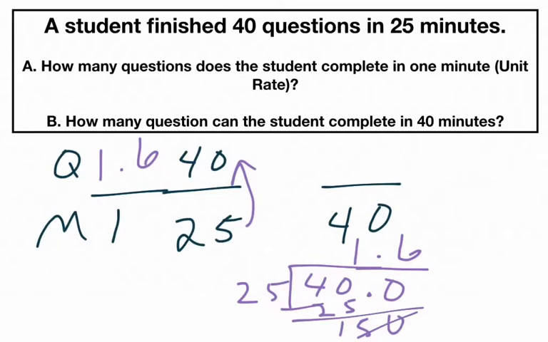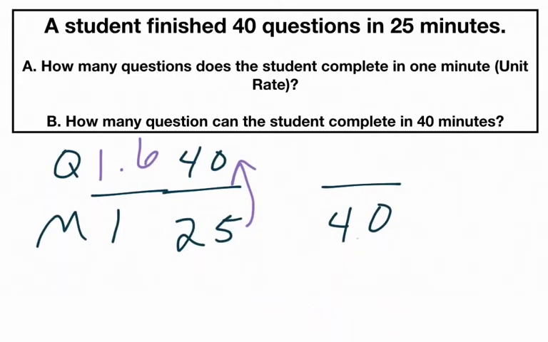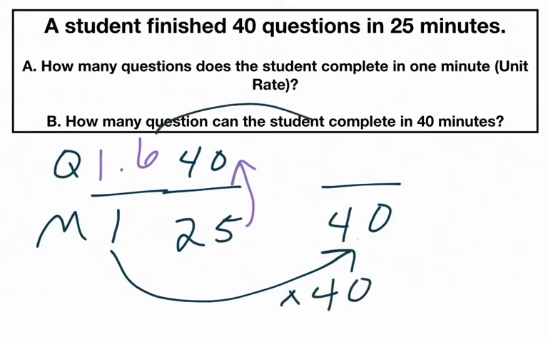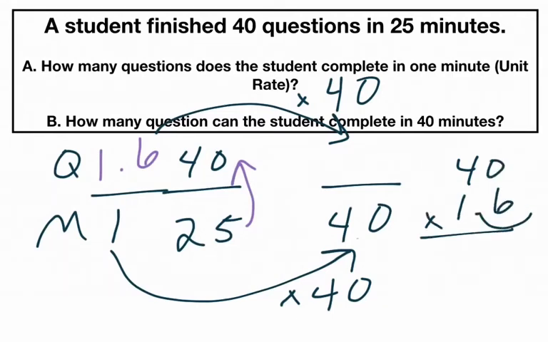Great. So now can we use that and say, how many questions can that student answer in 40 minutes? So to do that, we would just take, what's the relationship between 1 and 40? Well, you multiply by 40. So then doing 1.6 times 40 would be your answer. So we can do 40 times 1.6. Remember to move your decimal out and then over to get this right.